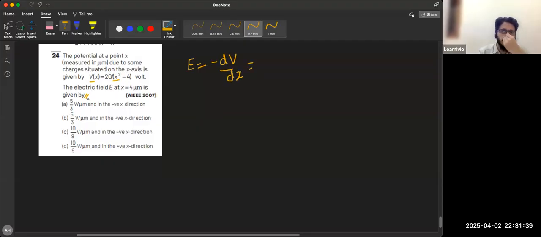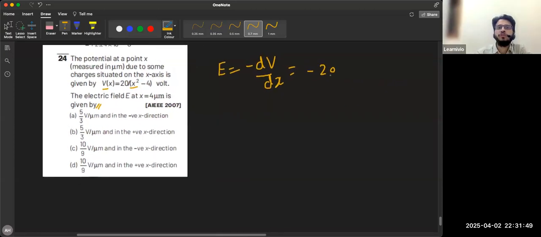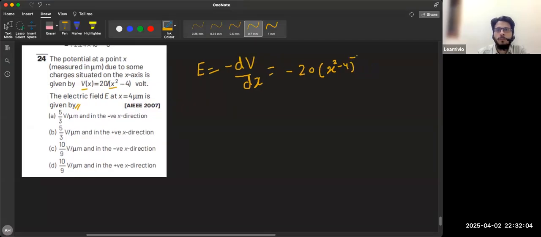So when you differentiate it, it's minus of the derivative of 20 divided by x square minus 4. When you differentiate, minus 20 will go as it is, this is x square minus 4 to the power minus 2, and due to the negative sign, this becomes positive. Then you differentiate x square also, that will be 2x. So that is your value. Is this differentiation clear?